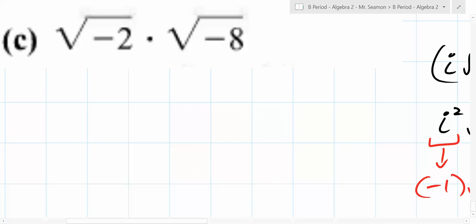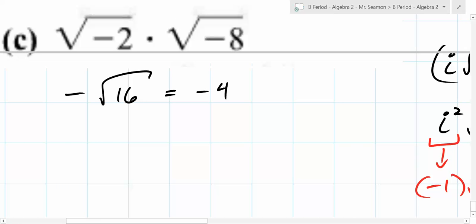So over here, what would the answer be? Just take a look at it. You don't need to do it out. What do you think the answer would be? Negative what? The square root of 16. So this answer would be negative what? 4.